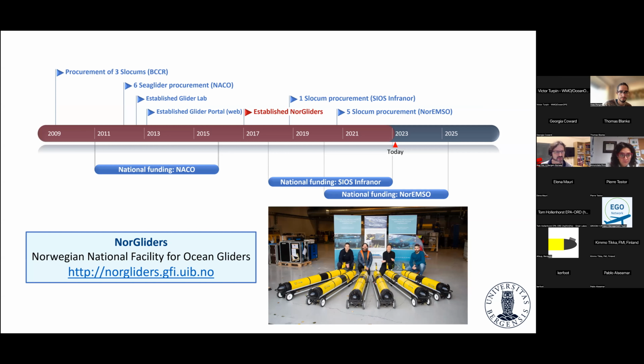The adventure started back in 2009 when we procured 3 Slocums, generation 0-ish. Then Professor Peter Haugan here started the infrastructure called NACO. Then they acquired 6 Seagliders and established the glider lab, which I took over around 2017, establishing this facility as the NorGliders facility that could provide service to various projects. Later on, we acquired Slocums through SIO's infrastructure and from national funding, and the NorEMSO project 5 Slocums. And at the moment, after some losses, we have 6 Slocums operational and 4 Seagliders operational. This is a family picture of some of the Slocums we had at the time when they were all on land.